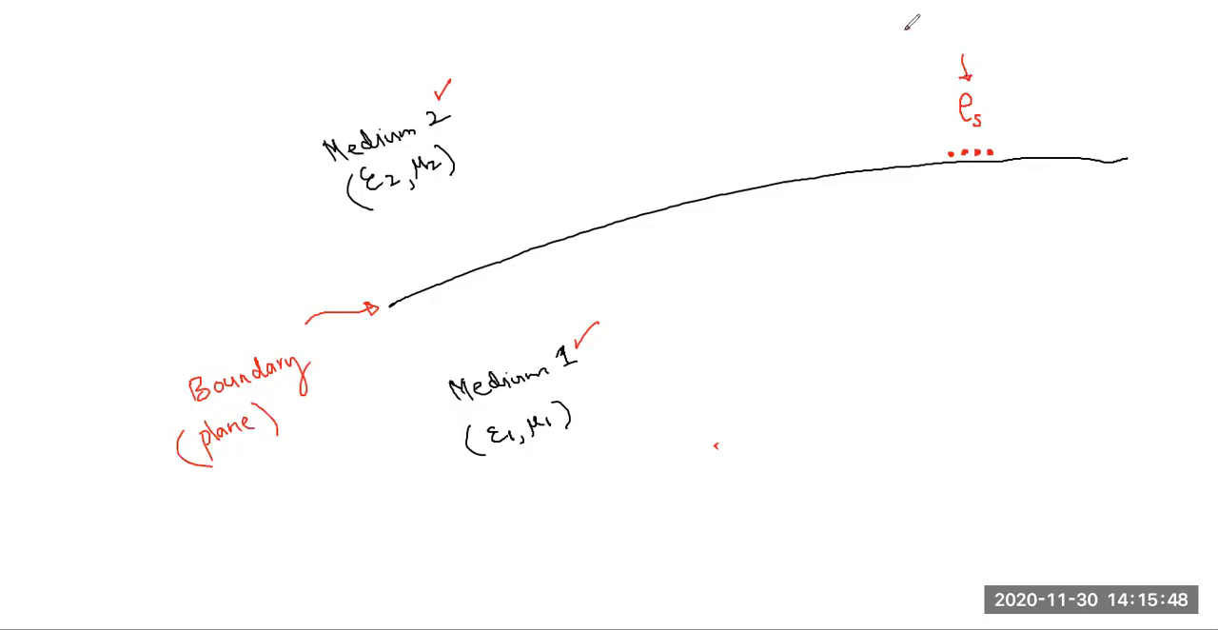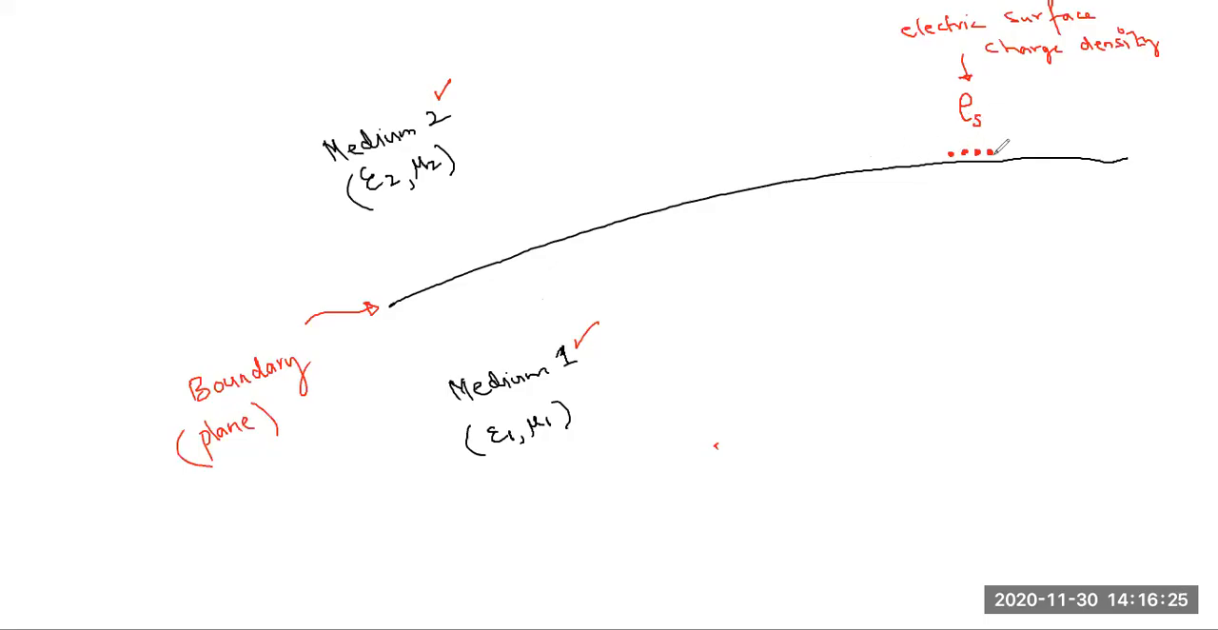Rho is the symbol for electric surface charge density. So how many charges per unit area are there on this surface? They are represented by rho s.